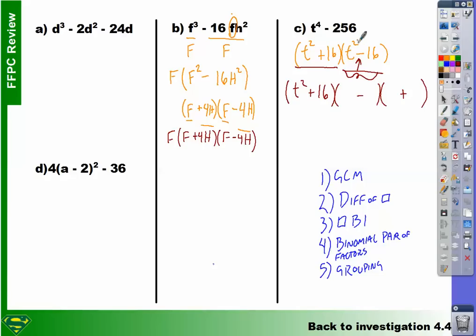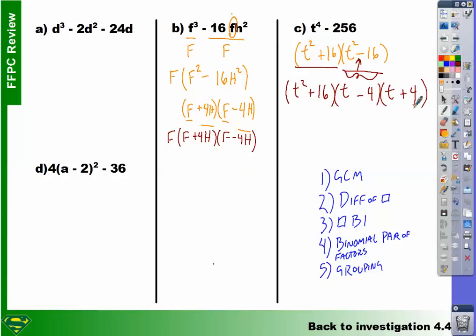What is the square root of t squared? T. So that is the first piece of both binomials. What's the next piece? 4, because 4 is the square root of 16. So we now have our final answer. So in the first two problems, we had a greatest common monomial followed by either a trinomial that was factorable or a binomial that was a difference of squares.